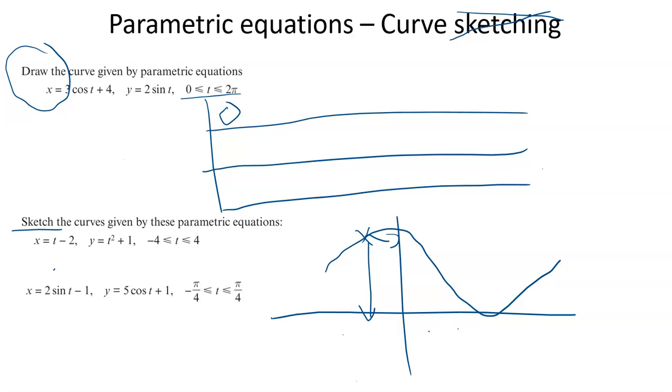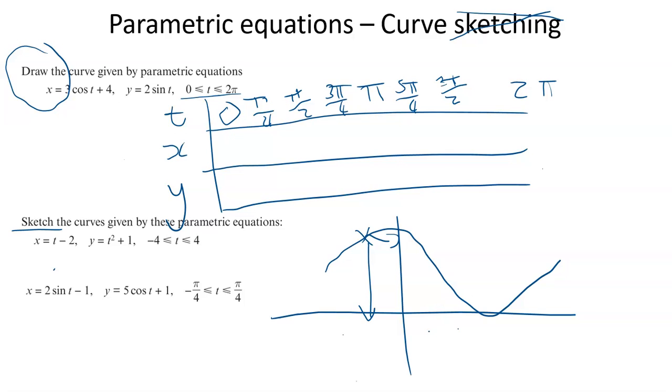So t, x, and y. We could do 0 all the way up to 2 pi. So we could do pi over 2, 3 pi over 2, pi over 4, 3 pi over 4, 5 pi over 4, and 7 pi over 4. So that's nice, going up in pi over 4s, and we can work out the values.